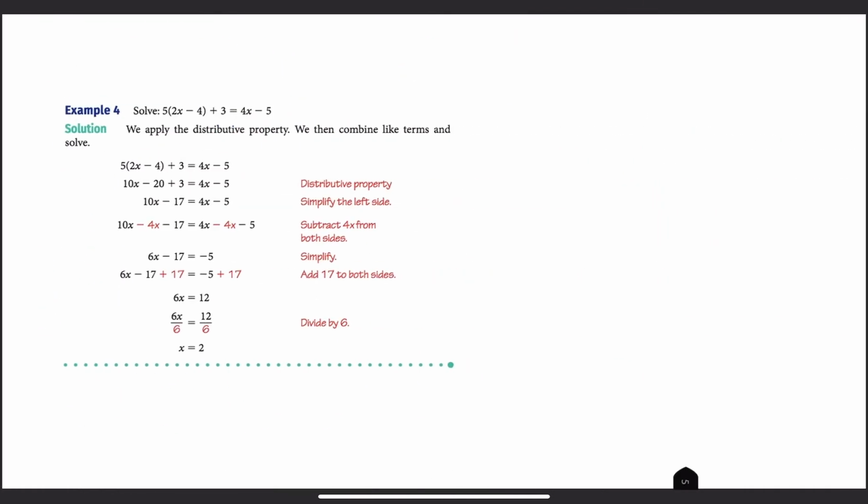Let's do another one. This one is a little more complicated because it looks like we have variables on both sides. So the first thing we're going to want to do in order to solve for x is simplify as much as possible. So we'll use the distributive property to distribute through parentheses.